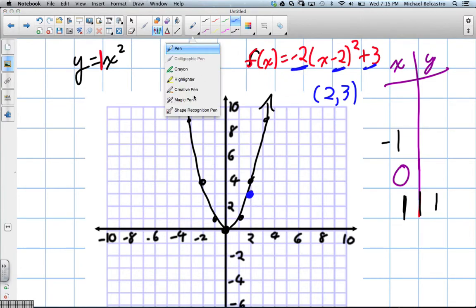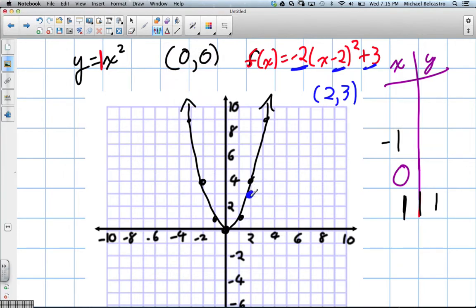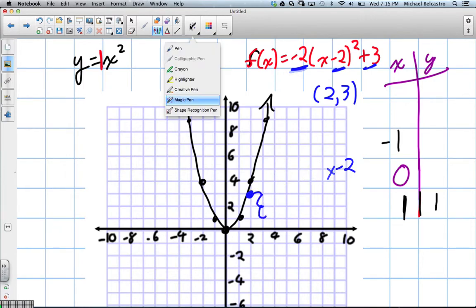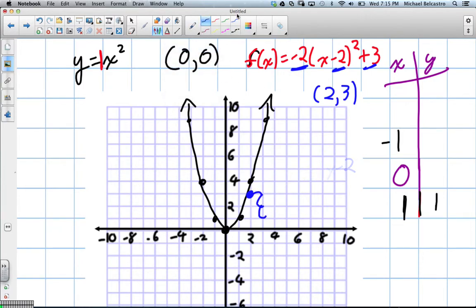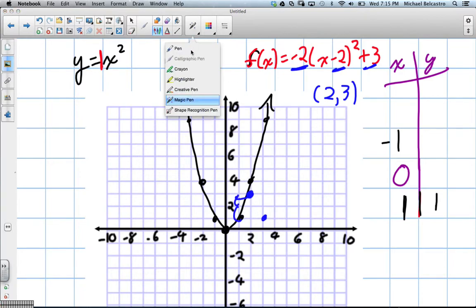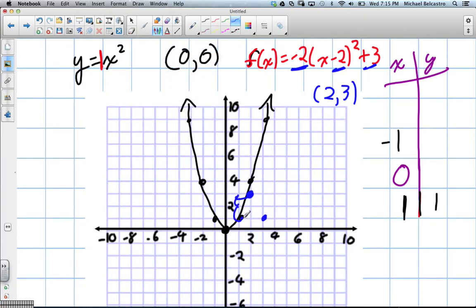Now, my a value is -2. So this is going to change things a little. It's going to go down. So if I go over 1, what's 1 squared? 1. Times -2? -2. So I go over 1 and go down 2. So here's our first coordinate for the blue. And remember, it's always symmetrical on the other side. So we'd go over 1, 1 squared is 1, times -2, we'd go down 2. So here's the first point.